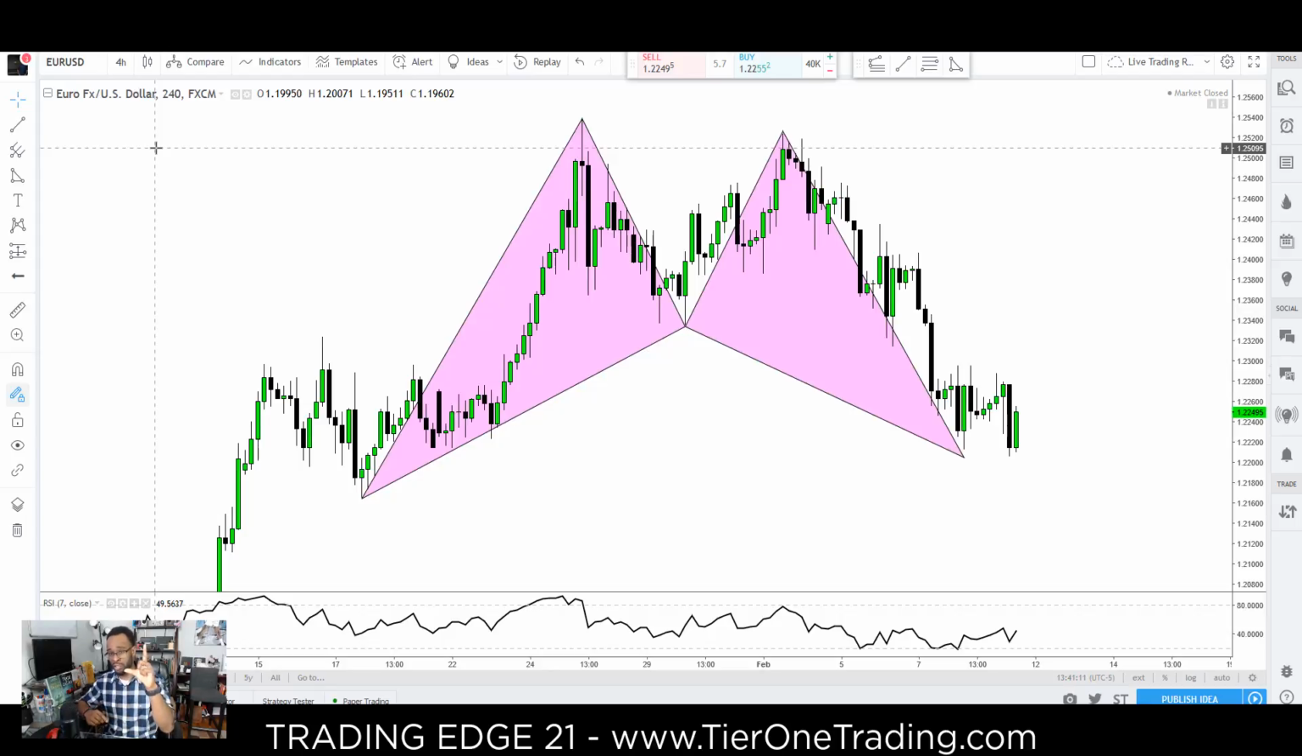All that does is minimize my potential reward and maximize my potential risk. Well, maybe not minimize and maximize, but it makes my reward smaller. It makes my risk bigger, which is the exact opposite of what I want to do as a trader. I want to make my risk smaller and my reward bigger. But you still may be able to get a one-to-one risk reward out of this trading opportunity.